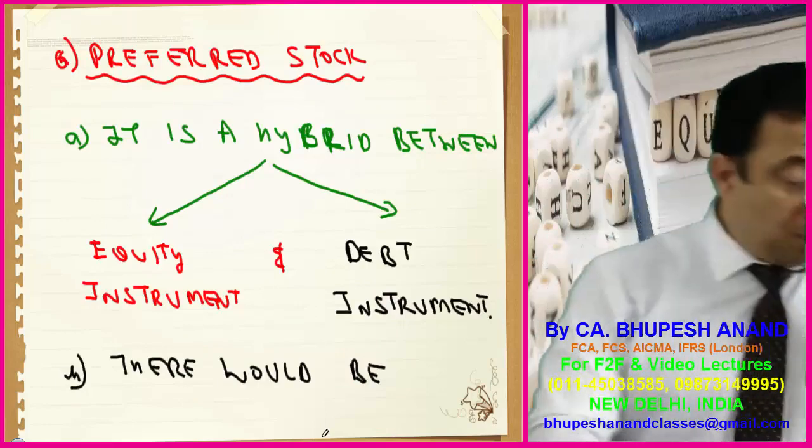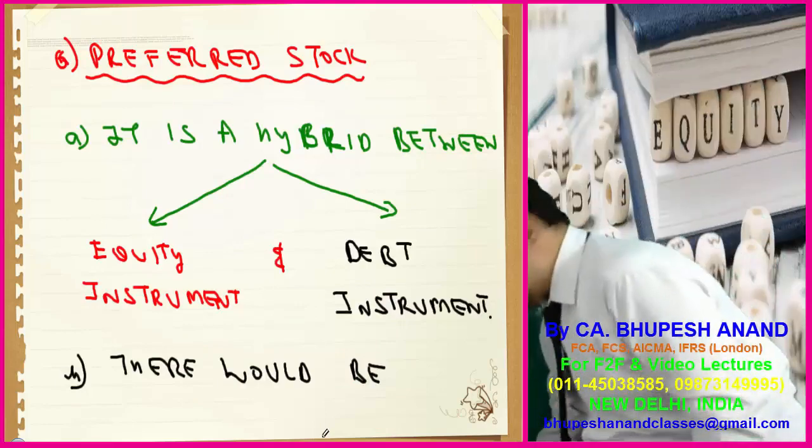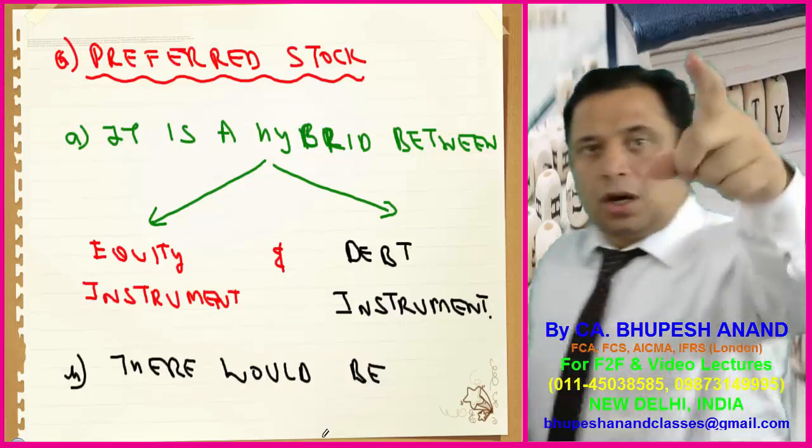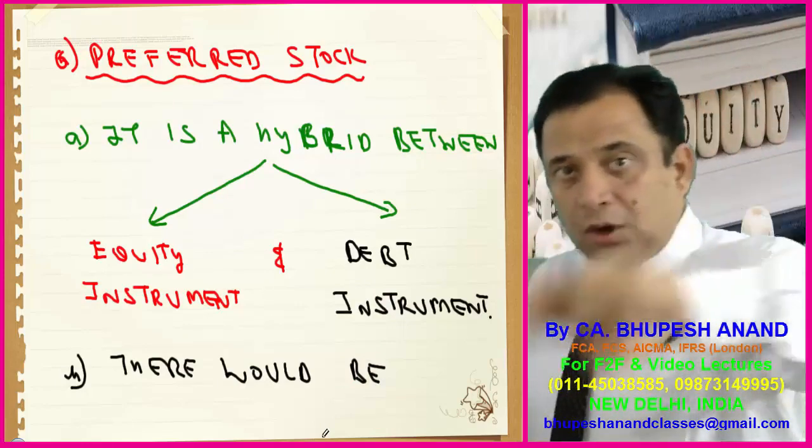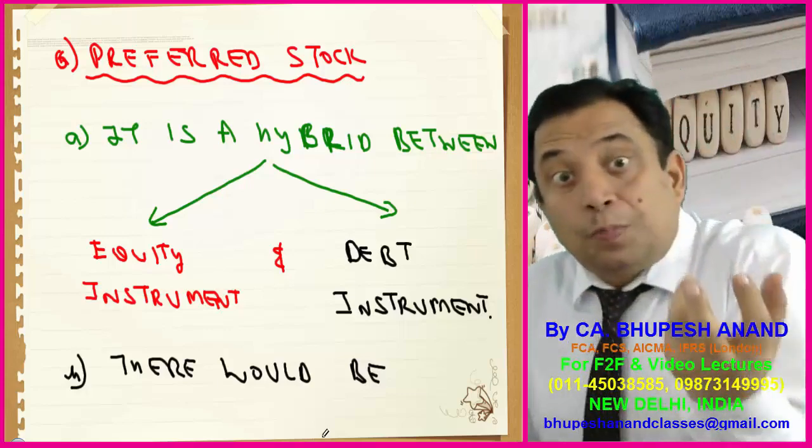And now I am moving to the next category. I have already discussed 3 points. Common stock, second is callable common stock, third is puttable common stock. Now I am moving to preferred stock.